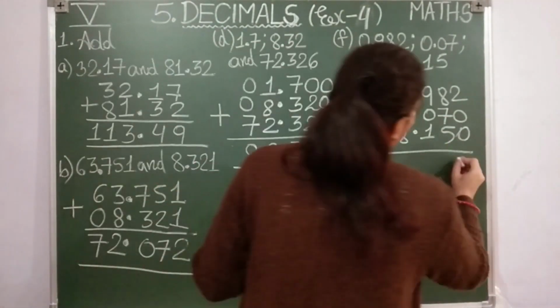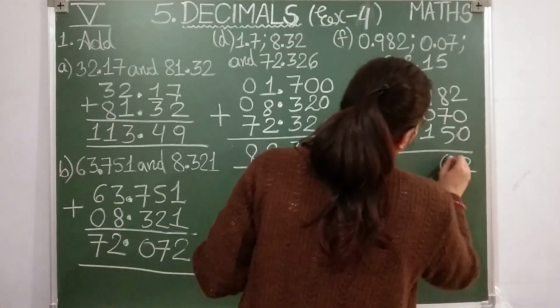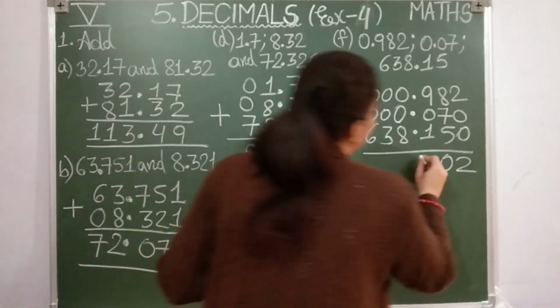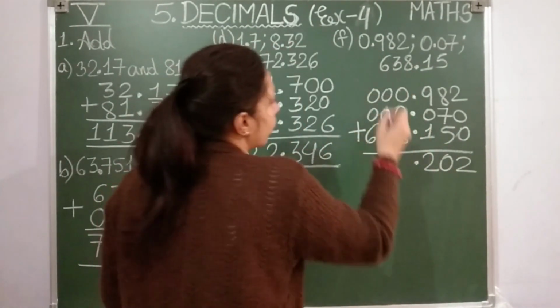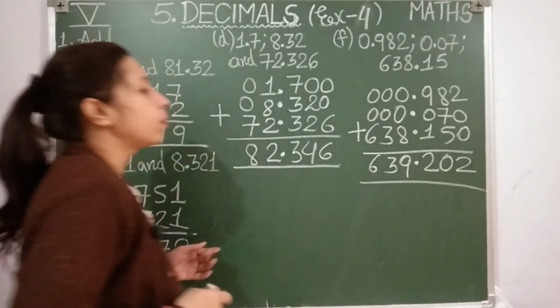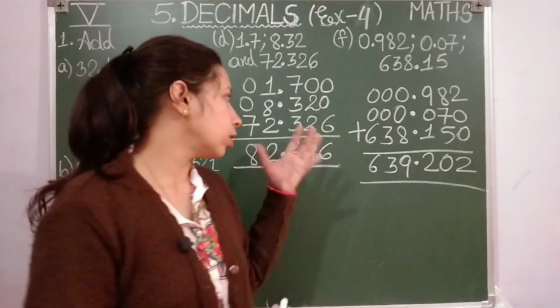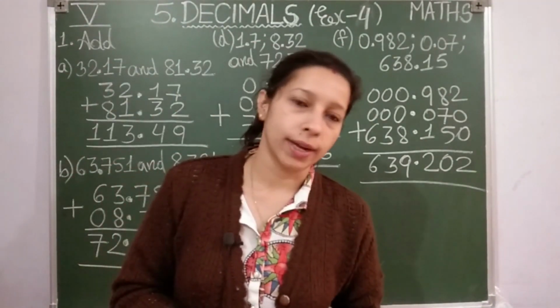Now you can add 2, then 7 plus 8, 7, 7, 14, 15, 15 plus 5, 20, 2 carry over, 9 plus 1, 10, 10 plus 2, 12, 1 carry over, 8 plus 1, 9, 3, 6. 639.202 is our answer, students. In this manner you can add decimals. Now the point which I have left, your work, you have to do it as homework.